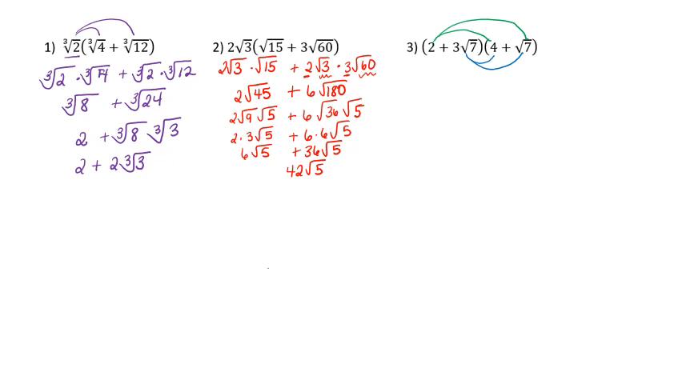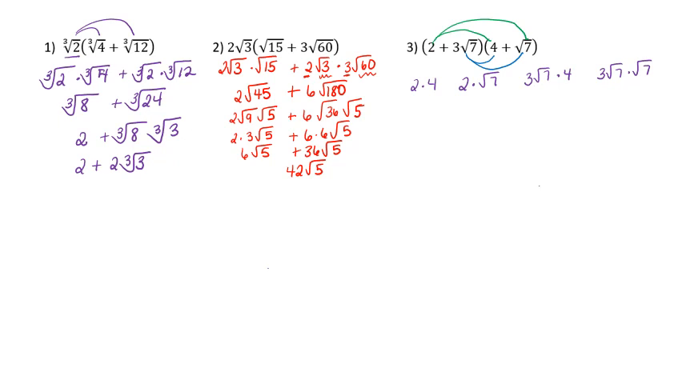All right. So we're going to do 2 times 4, and then we're going to do 2 times the square root of 7. And then we're going to do 3 square roots of 7 times 4, and then 3 square roots of 7 times the square root of 7. So 2 times 4 and the square root of 7, and then 3 square roots of 7 times both of those as well.